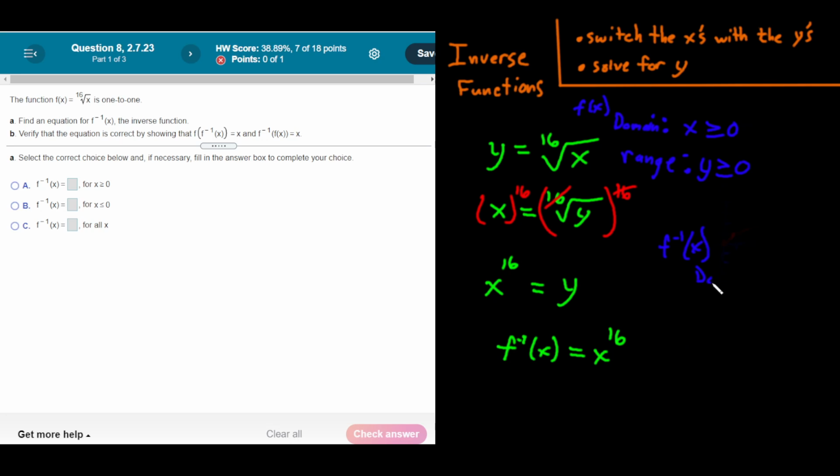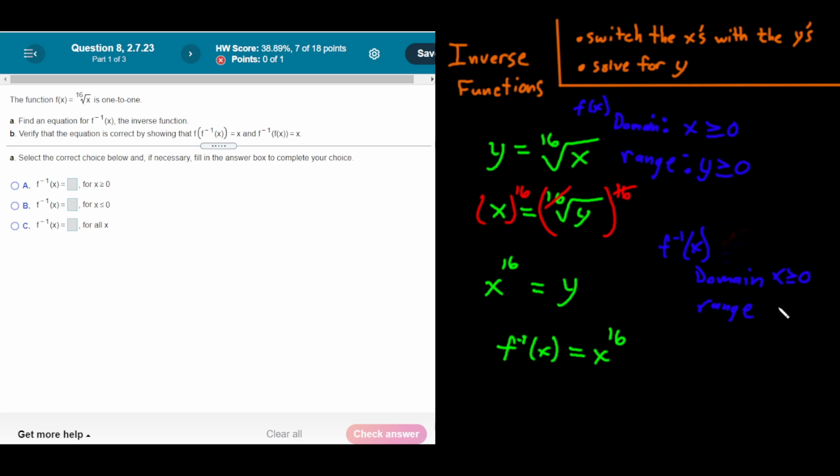So for the domain of our inverse, you're going to look at whatever your range is for your original, and you're going to change that into an x. So that will be x is greater than or equal to 0. For the range of your inverse, you're going to look at the domain of your original. The domain of your original had an x, and that's going to be our new range. So we're going to just replace that x with the y. Remember, that's the whole idea about this. You're going to replace the x's with the y's.